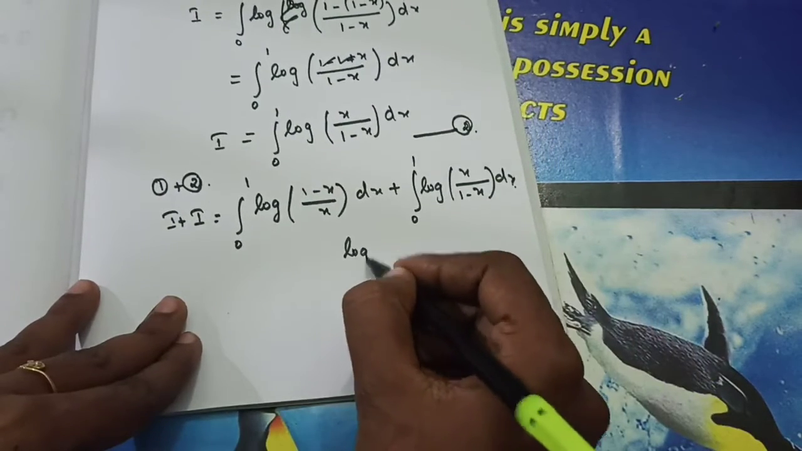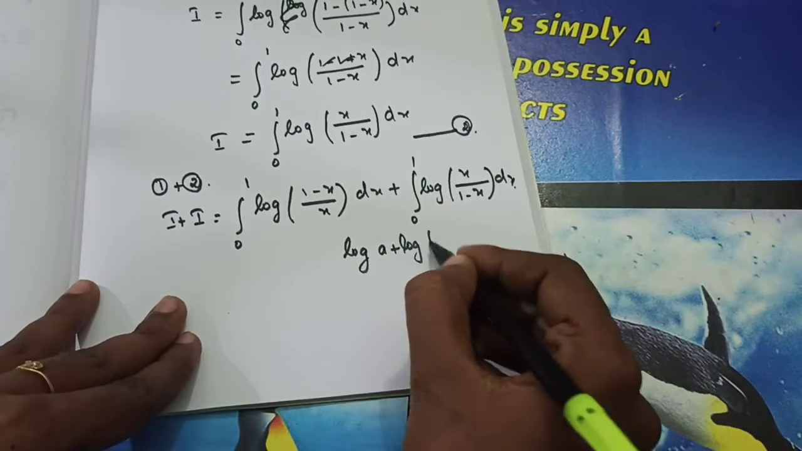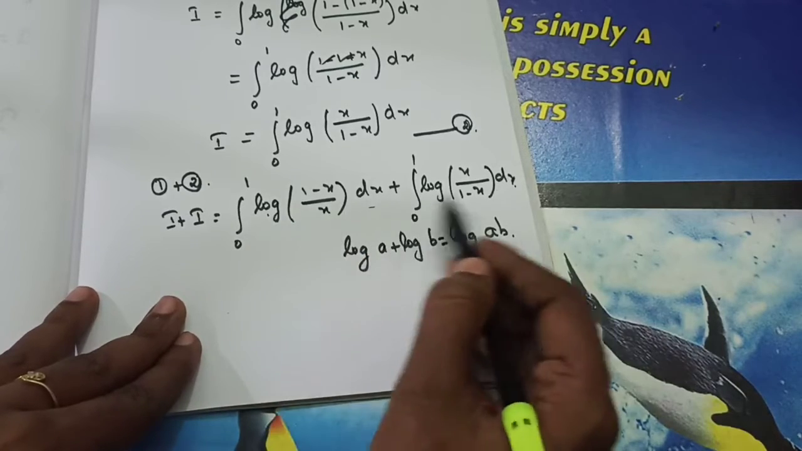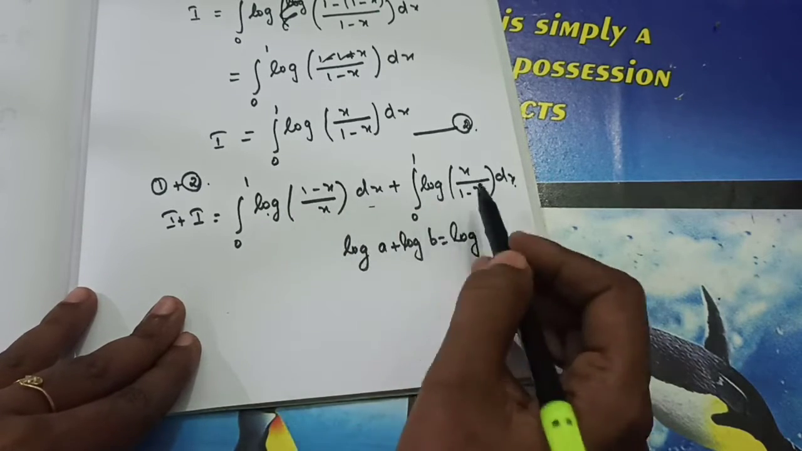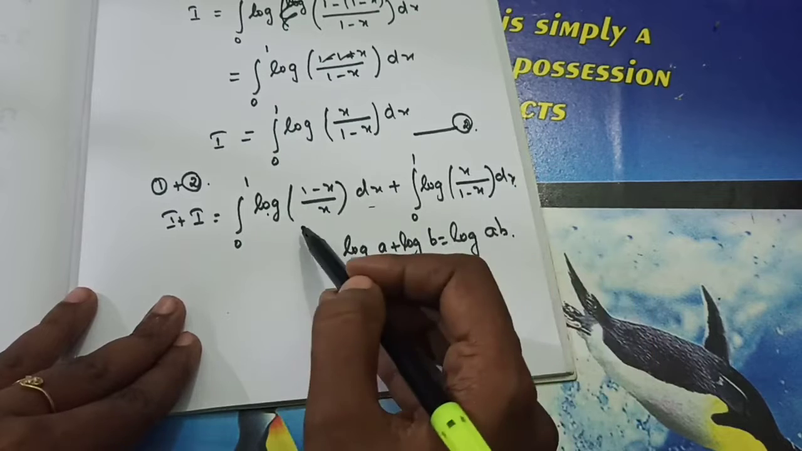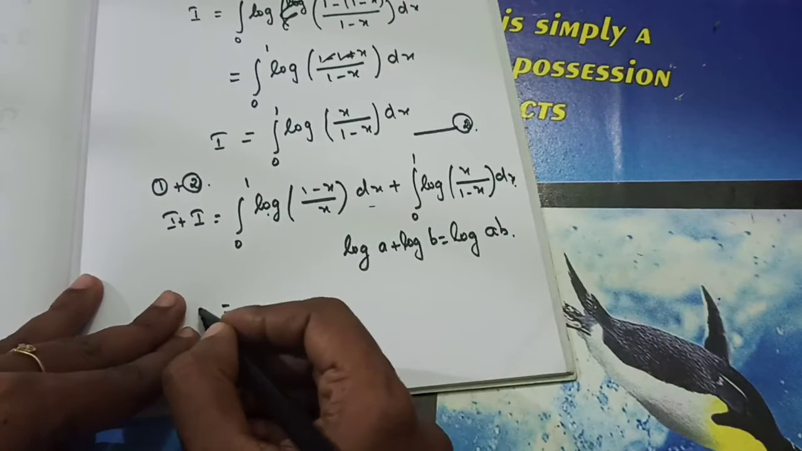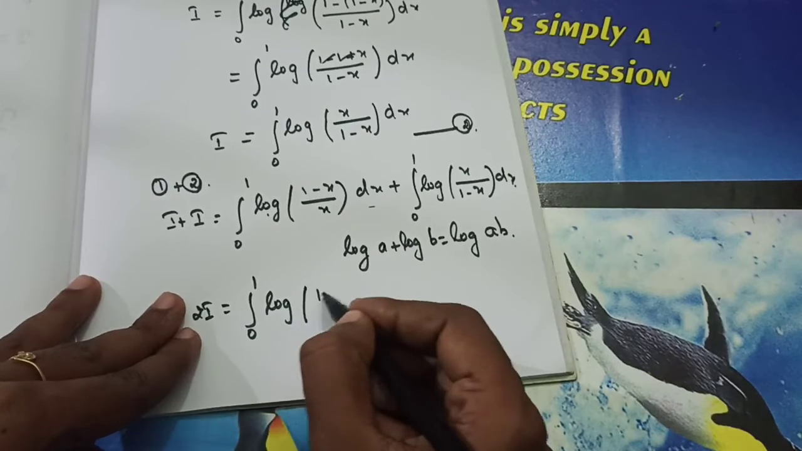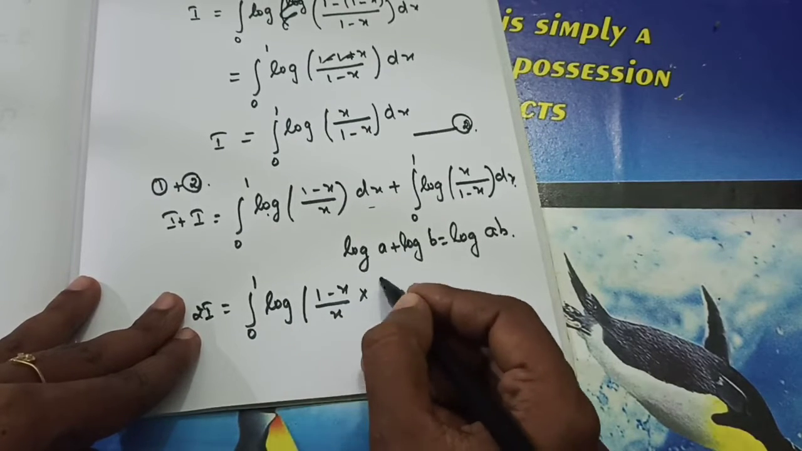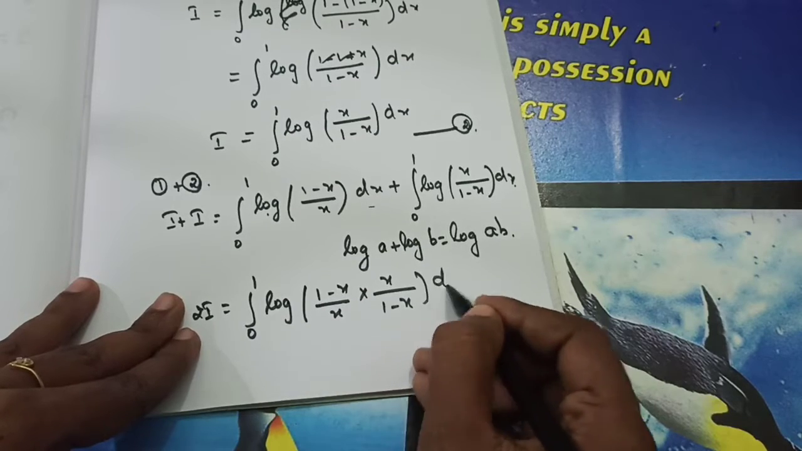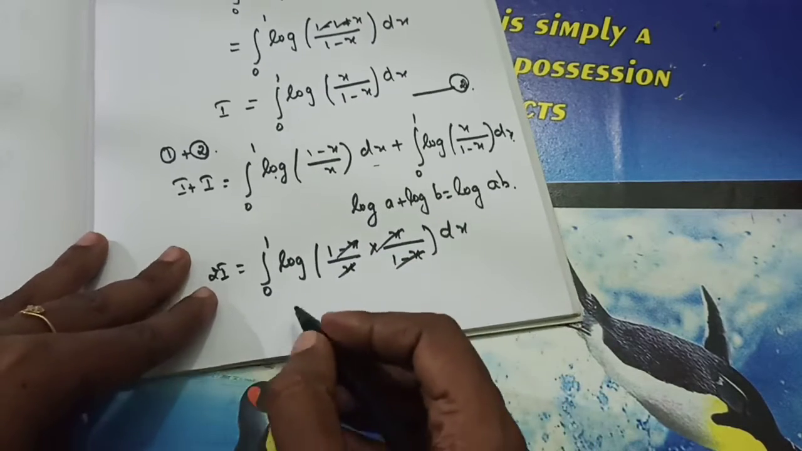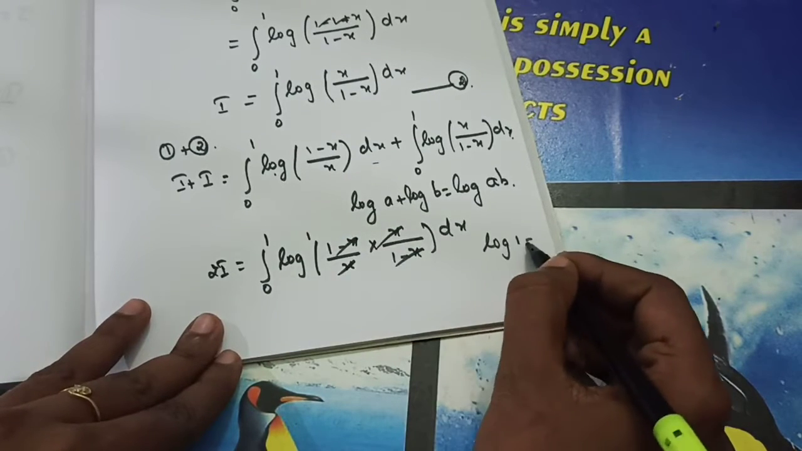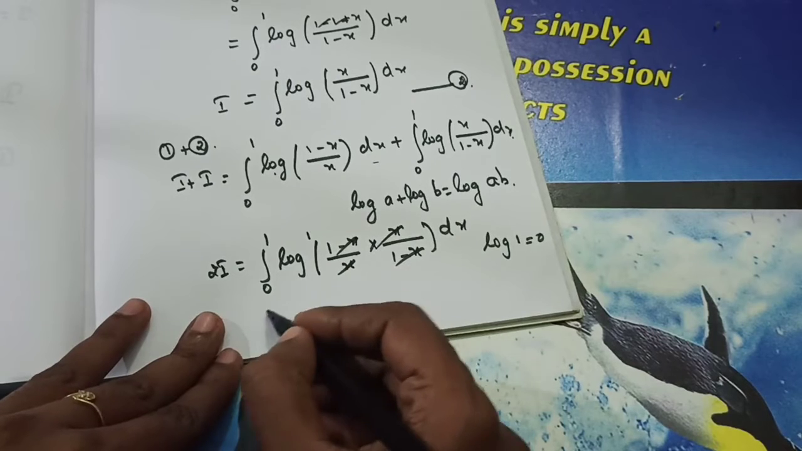We have learned one rule, that is log a plus log b is equal to log ab. Do you remember? We will use this property. So this is the a value, this is the b value. So log a plus log b can be written as log ab. So 2I is equal to, this can be written as integral 0 to 1 log of ab. The a value is (1 minus x) divided by x, into x divided by (1 minus x) dx. So both the terms, everything will get cancelled. So log of 1. Okay, so log 1, what's the value? Log 1, the value is 0. Keep it in mind.